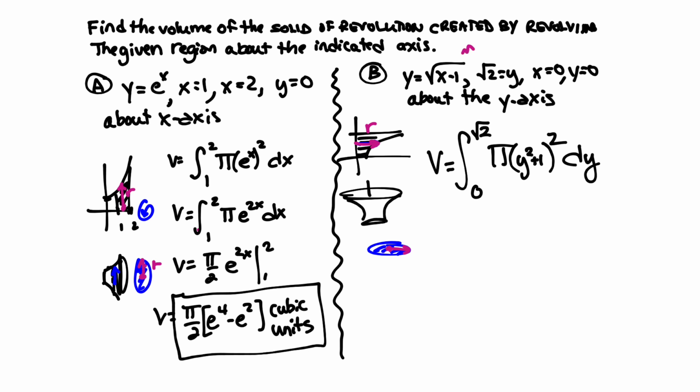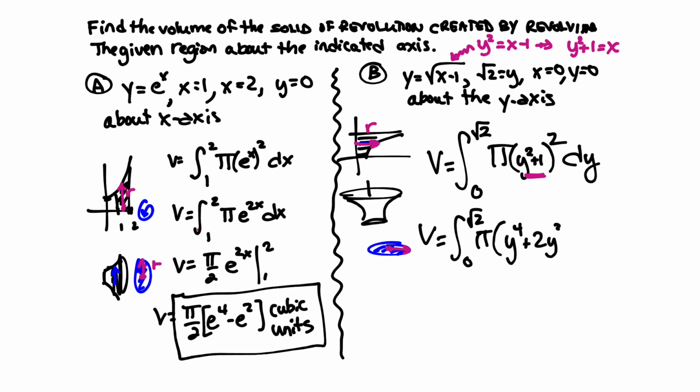Because you noticed you're integrating with respect to y, so you need to convert it. So you made y squared equals x minus 1, and that became y squared plus 1 is x, and that's where we got our inner radius that time. Beautiful. And then you multiplied this out, and it's a messy number. I know it's a messy number. So I get y to the 4th plus 2y squared plus 1, and then you integrate it.